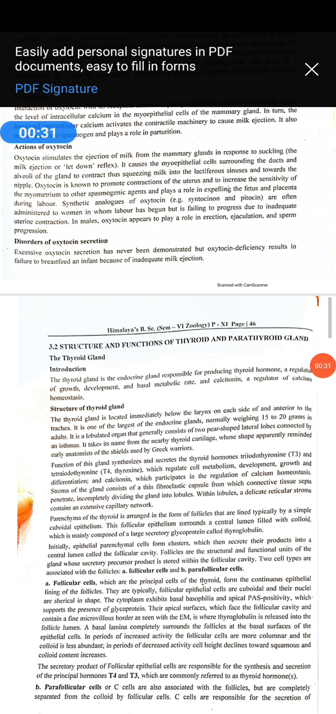It is the largest endocrine gland. It is situated just in front of the trachea, just below the larynx.